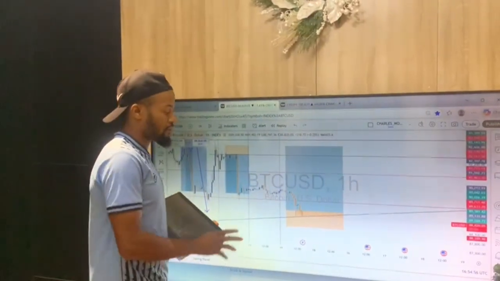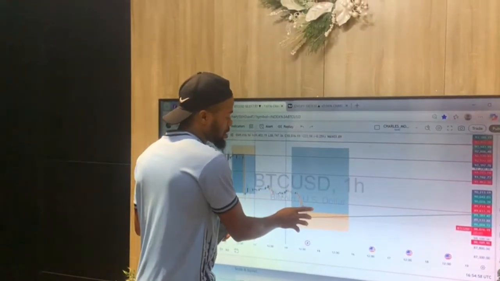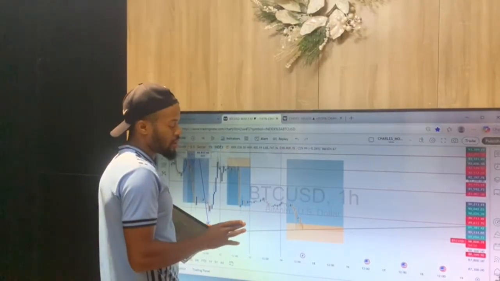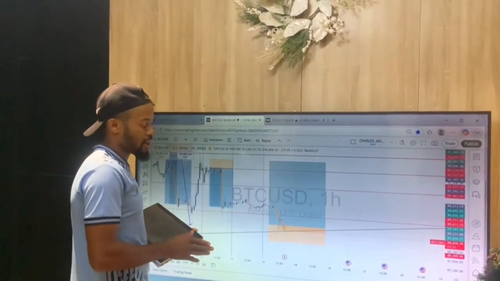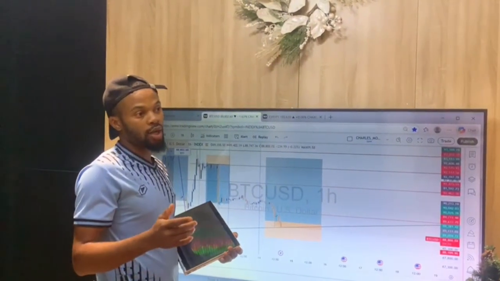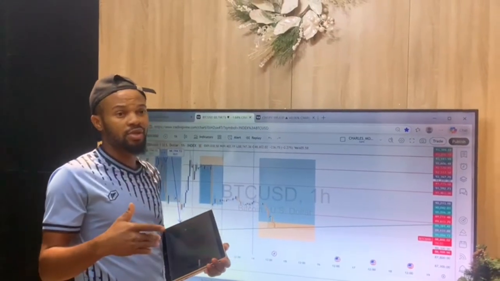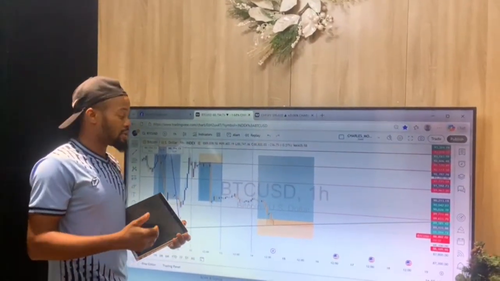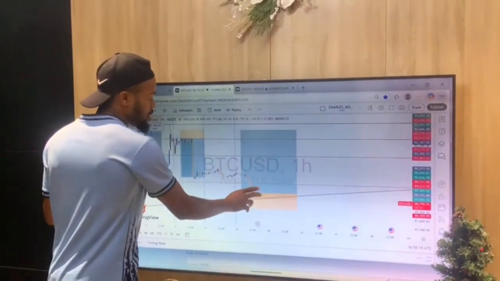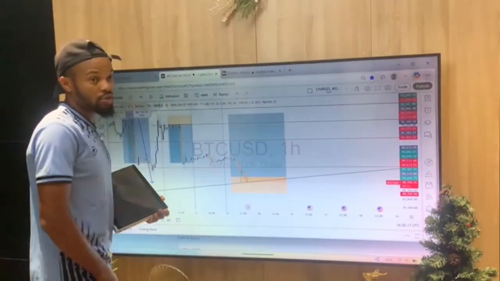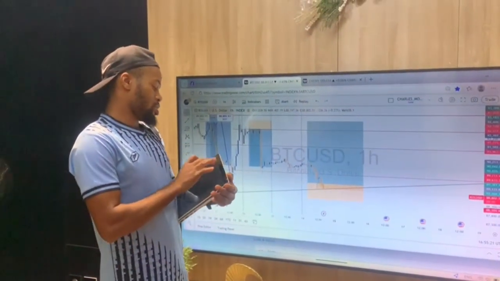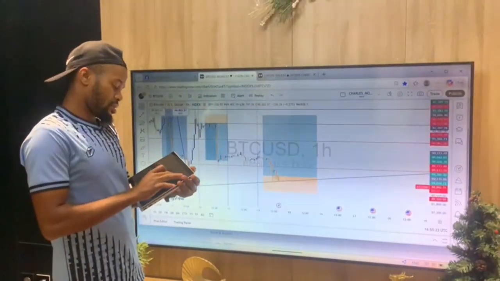I'm still waiting for a bullish candle to give me the signal to place the buy, and at the same time I'll still wait till maybe 11 p.m. or maybe 12 a.m. tonight to see where this market is going to take me. So that will be all for BTC. Let me check on the other pairs I have here.